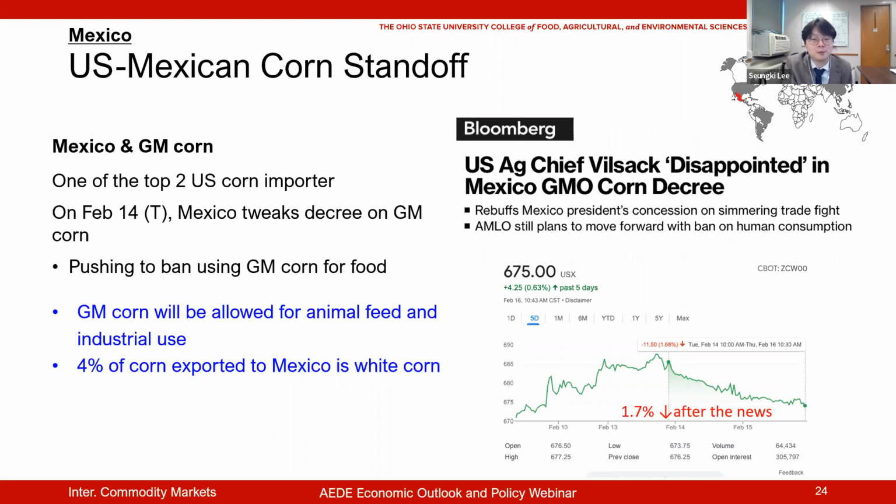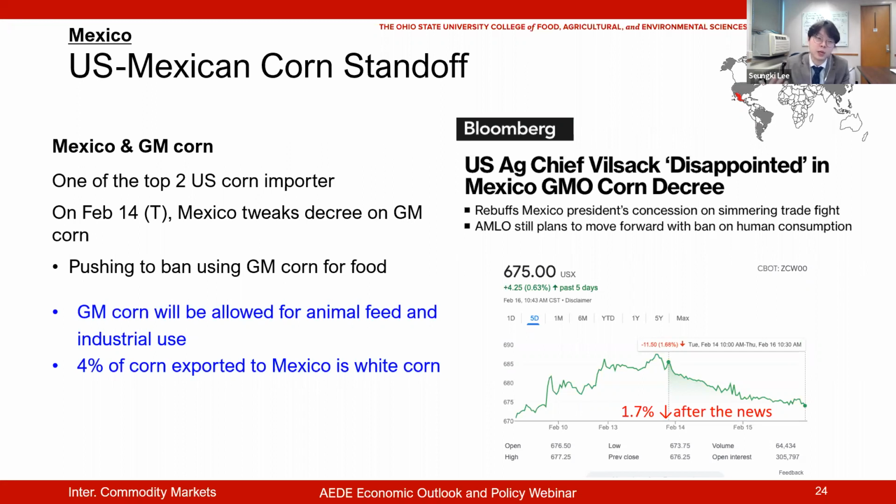because from my perspective, once they establish this kind of non-science-based regulation, because there's no scientific evidence proving that GM corn causes human health issues, it might be easier for the Mexican government to set additional controls on yellow corn and other commodities based on their domestic interest.